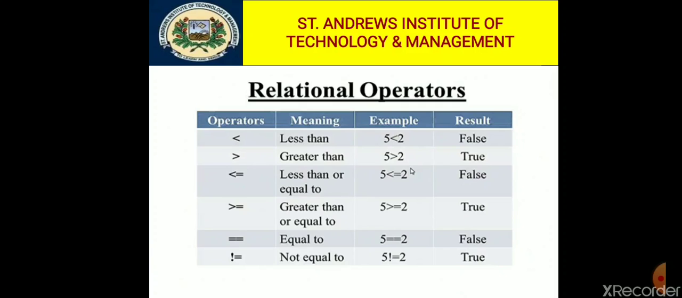We know that 5 is a greater number and 2 is less. According to this statement, 5 less than 2 is false, so the result will be 0. In a similar way, we have multiple operators and multiple examples. If we are talking about greater than, 5 is greater than 2. Yes, true. That means the result will be 1. In a similar way, we have multiple examples for many operators.